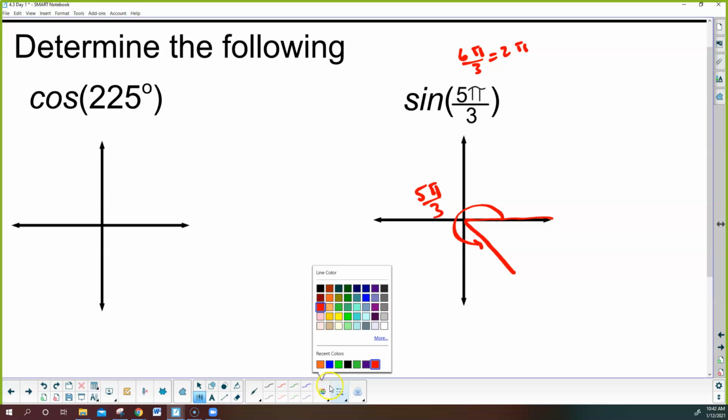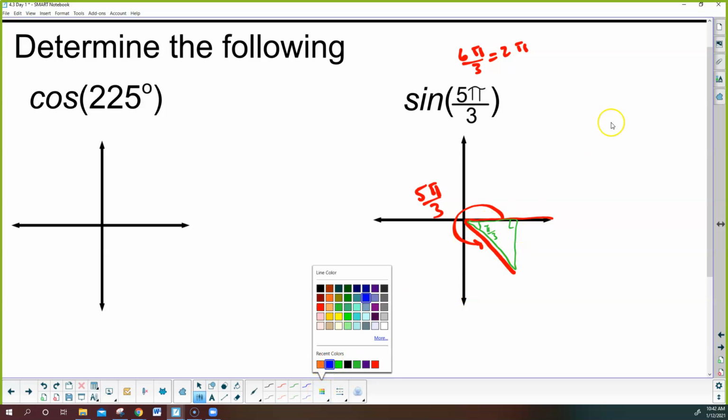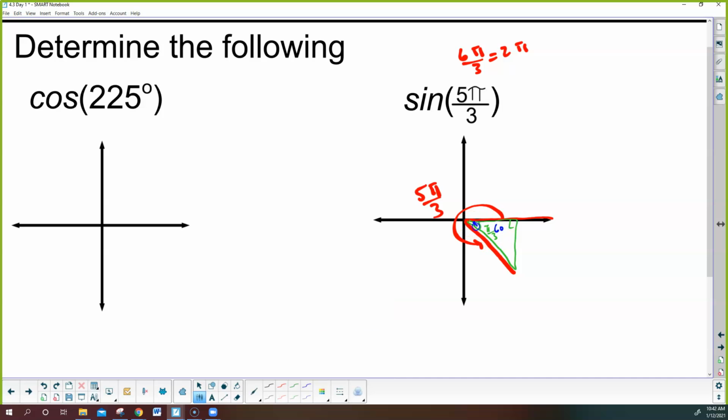But the triangle that I'm going to draw, my reference triangle, is right here, and the angle is what would be left over. I need to go one more pi over 3 to get that all the way around the circle. So this would be a pi over 3. But I know that pi is 180, and 180 divided by 3 is 60. So this angle right here is 60, which means this is 30.